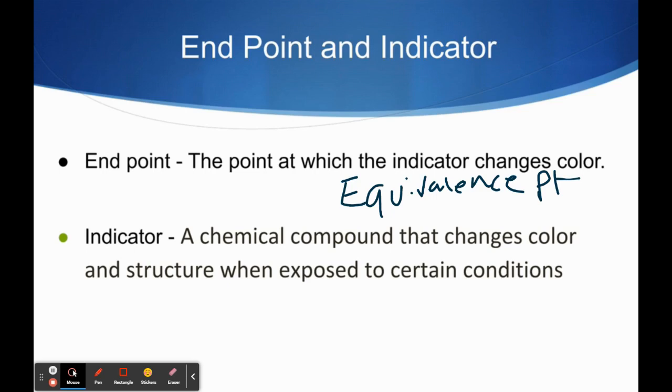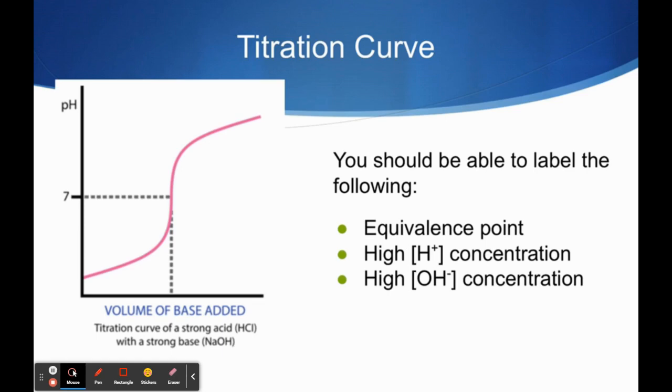Now, as you are titrating, you could use some probe equipment to generate a titration curve for you. We will not be using that equipment. We will just be looking at the color changes to determine when our equivalence point has been reached. However, you should be familiar with what the titration curve looks like and be able to label some parts of it. On the y-axis, we have pH, so it would go from 0 to 14, and on the x-axis, we have the volume of base added.